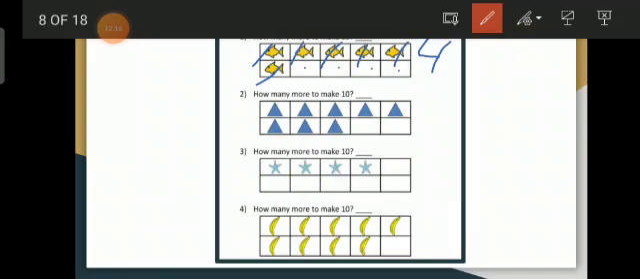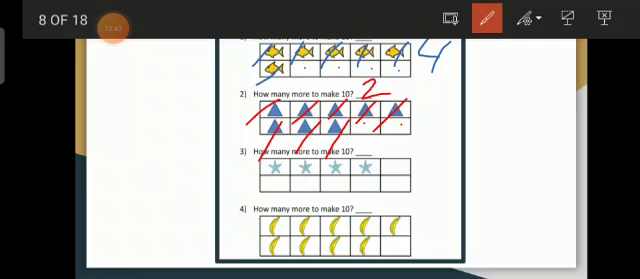How many triangles are there? First we are going to count the triangles and then we will write down how many more we need to make 10. Okay, 1, 2, 3, 4, 5, 6, 7, 8 triangles are already there. Now 2 boxes are empty. So this means when we draw the 2 more triangles, that gives us altogether 10. Okay, 8 plus 2 makes 10.